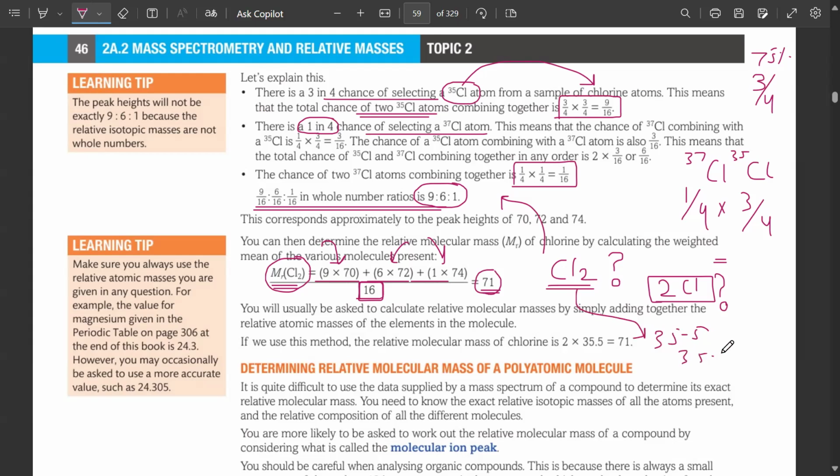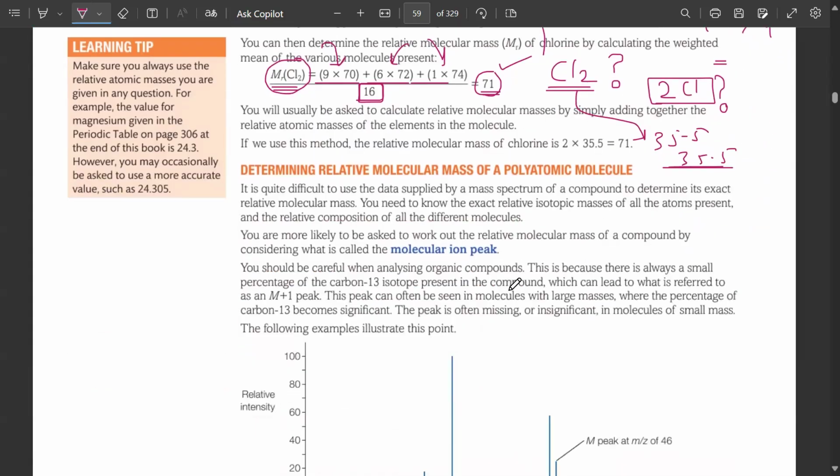35.5, 35.5. This is how you know 71 is the relative MR, and this is the one which is written in the periodic table. Got it? Yes. If in the periodic table Cl2 comes up, and you are asked what is the MR of Cl2, you are always going to use 35.5 into 2.